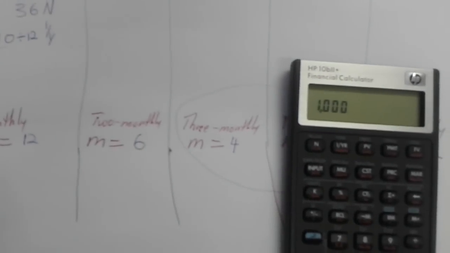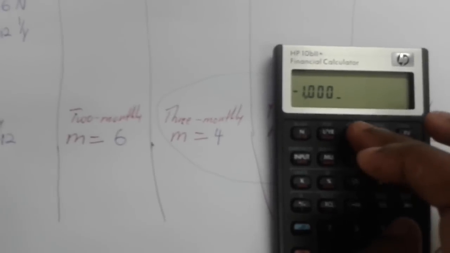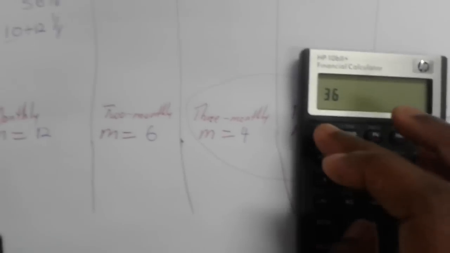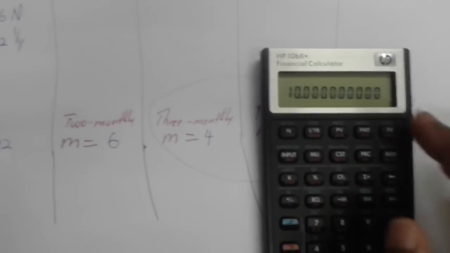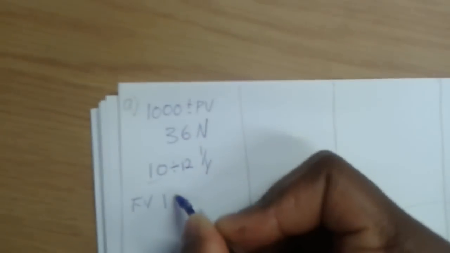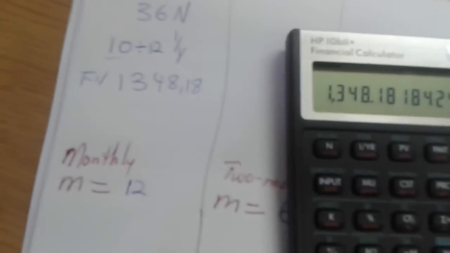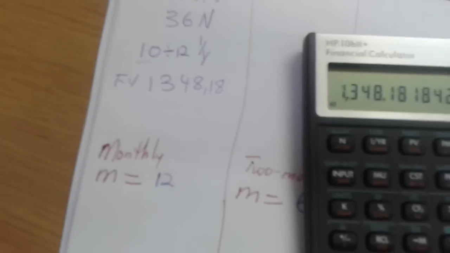Okay. So we say 1,000, plus minus, that's your PV. Then you say 36, that's your N, and you say 10, only 10, that's your I. Then you compute your FV. So let's see. The FV is 1,348. Okay, so I've just shown you how to get this answer after setting our calculator to 12 per year. Now let us remove the setting.